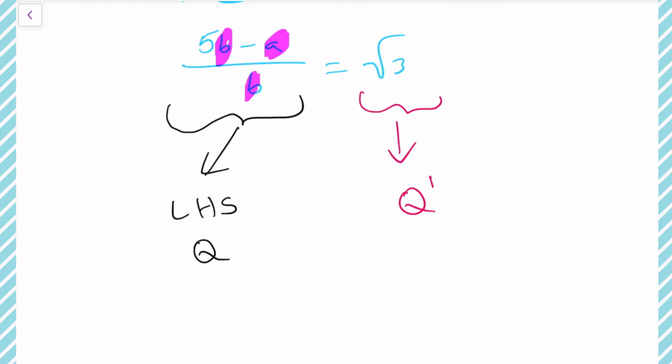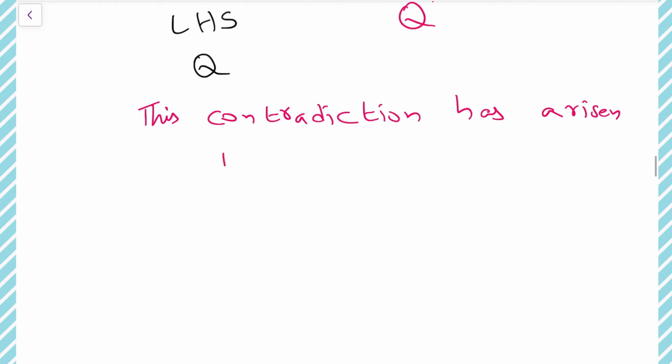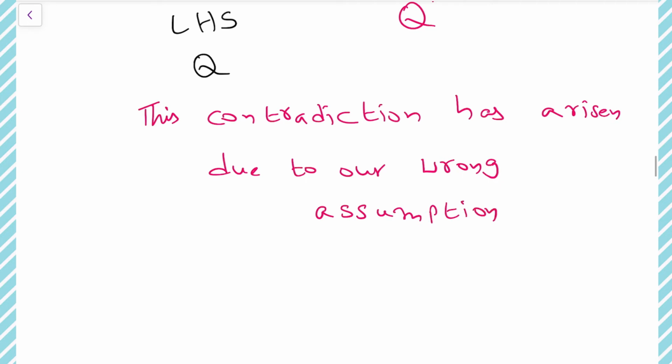So this contradiction has arisen due to our wrong assumption. This you need to write. This contradiction has arisen due to our wrong assumption. What we assumed in the beginning, we assumed it as a rational number. Now here we are saying that it is a wrong assumption, right? So definitely the given number is an irrational number only.